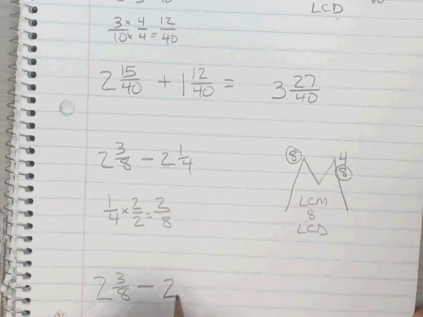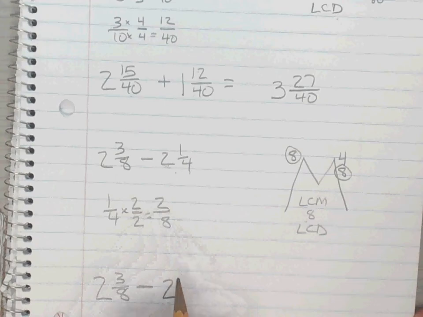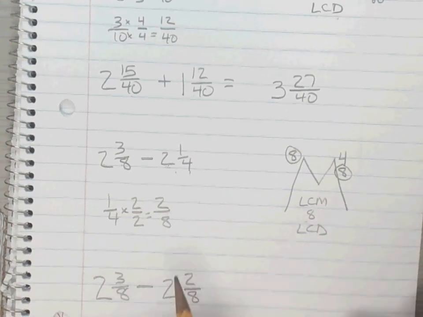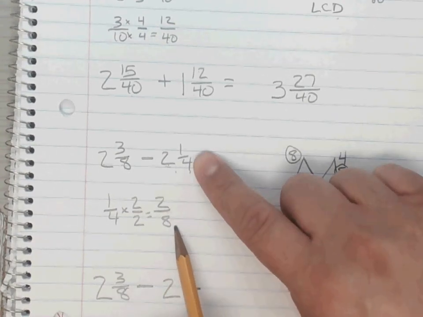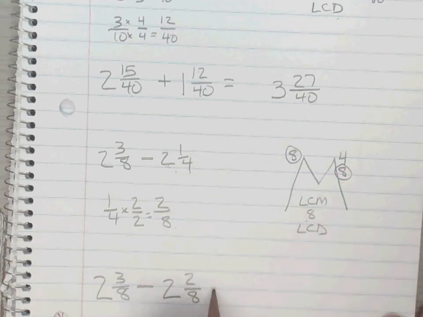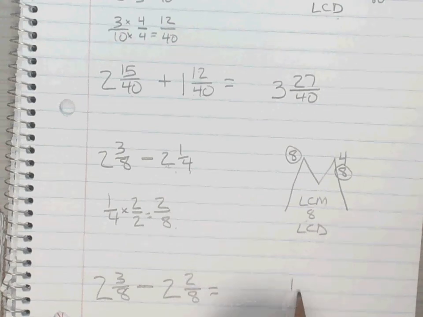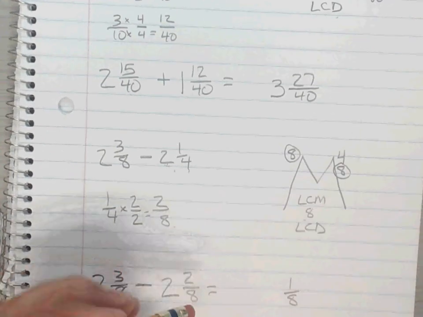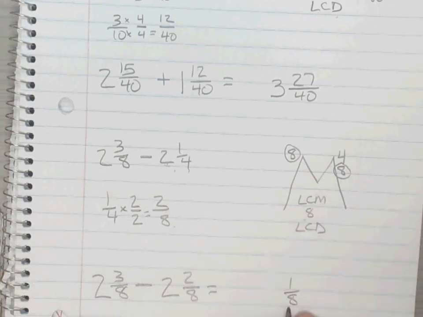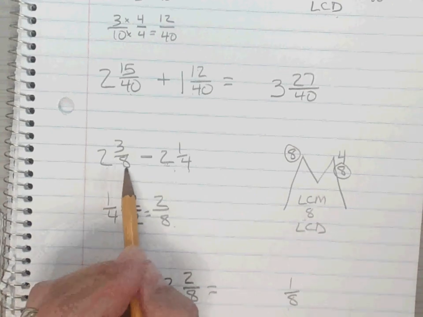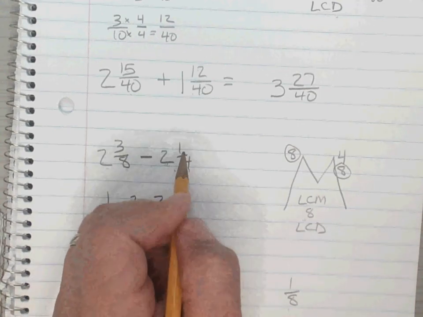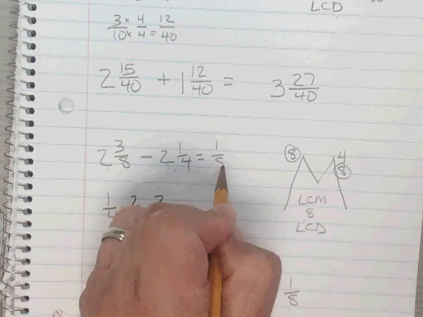So I can now say that 2 and 1/4 is equal to 2 and 2/8. Same fraction, I have not changed anything, they're equivalent. Now I can subtract. 3/8 minus 2/8 is 1/8. And then 2 minus 2 is 0, and I can put the 0 there, or I can just leave it out because that's all I have left, just 1/8. So my answer to 2 and 3/8 minus 2 and 1/4 is just 1/8.